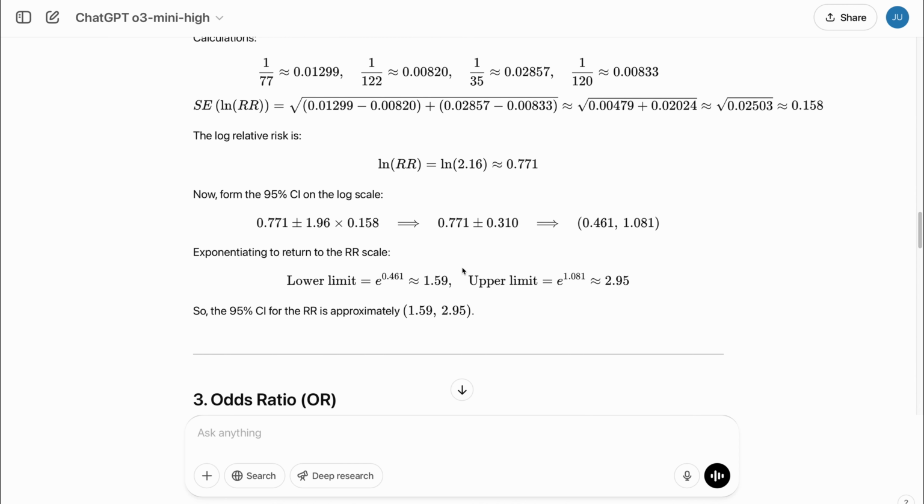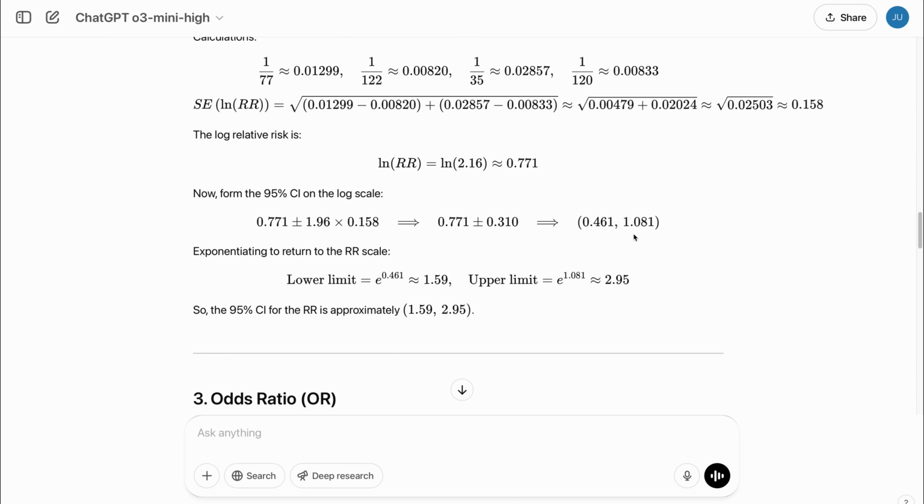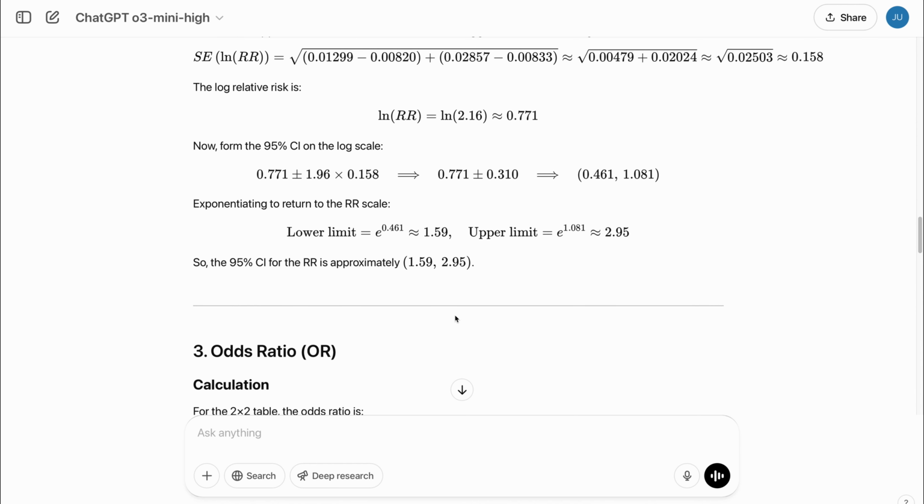And you get your two values, 0.461 and 1.081, but you do remember that you have to exponentiate those. So e to the power 0.461, e to the power 1.081. And now we get our 95% confidence interval for the relative risk. It's 1.59 to 2.95, exactly as we had in our problem.